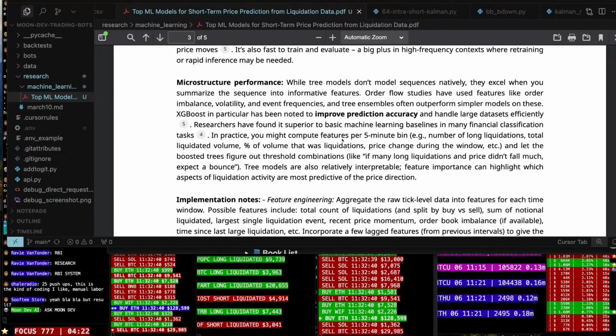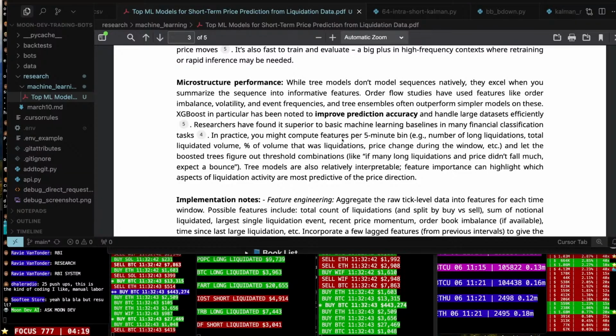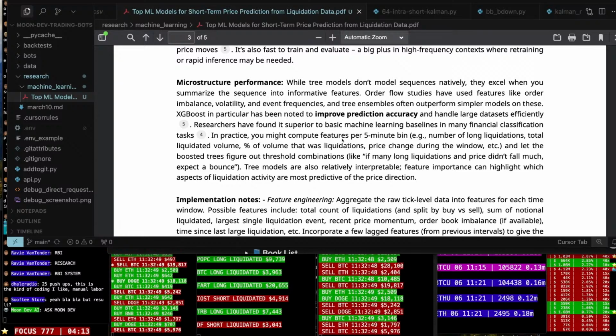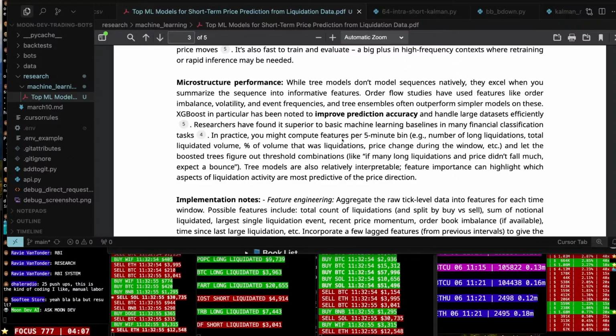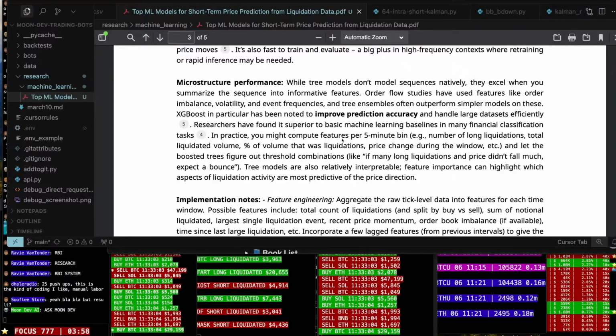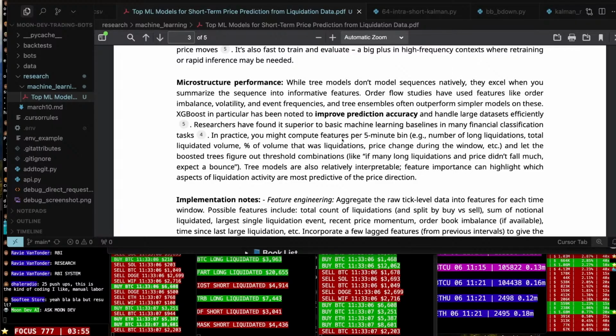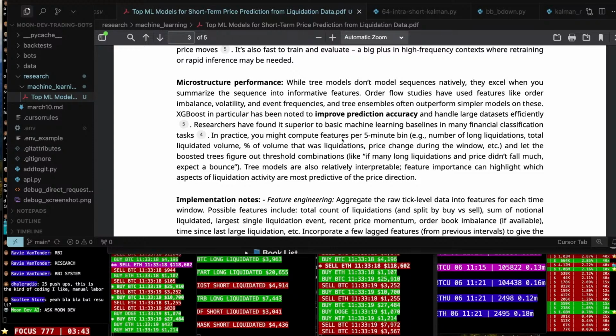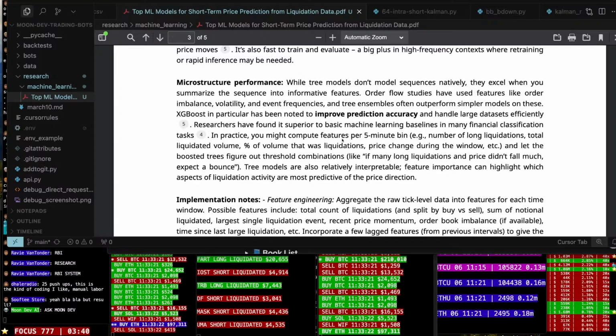Microstructure performance. While tree models don't model sequences natively, they excel when you summarize these sequences into informative features. Order flow studies have used features like order imbalance, volatility, and event frequencies, and tree ensembles often outperform simpler models on these. XGBoost in particular has been noted to improve prediction accuracy and handle large data sets efficiently. Researchers have found it's superior to basic machine learning baselines in many financial classification tasks.